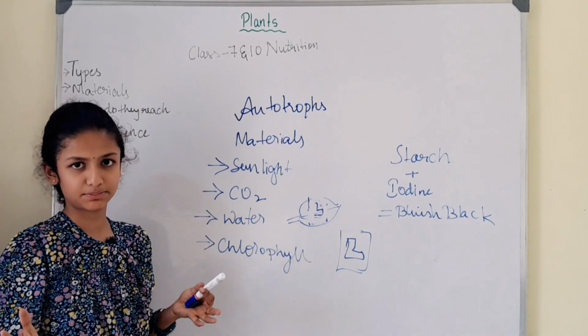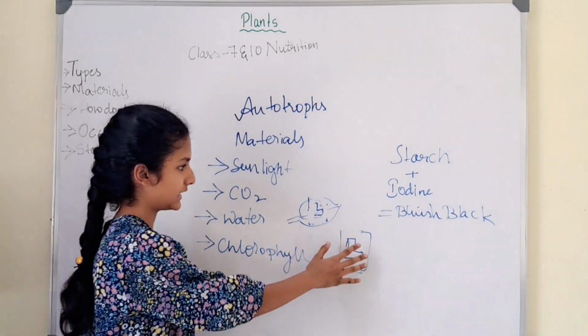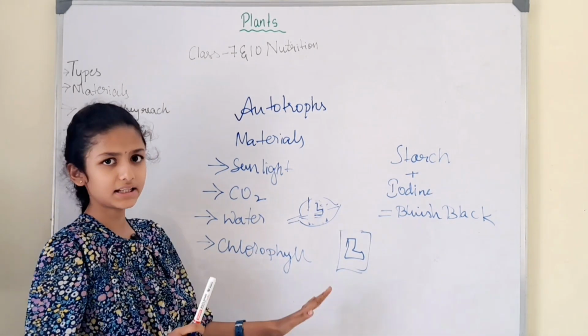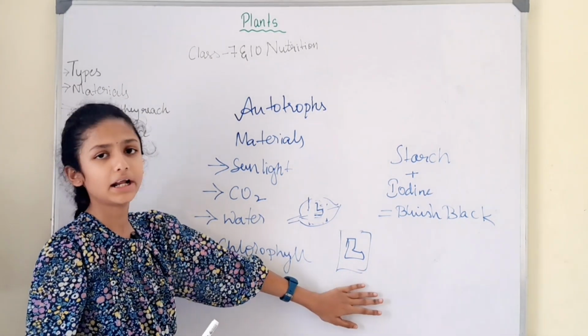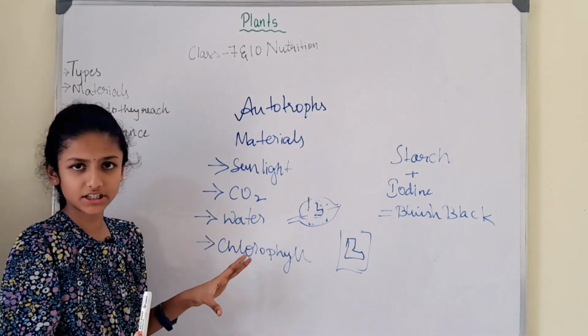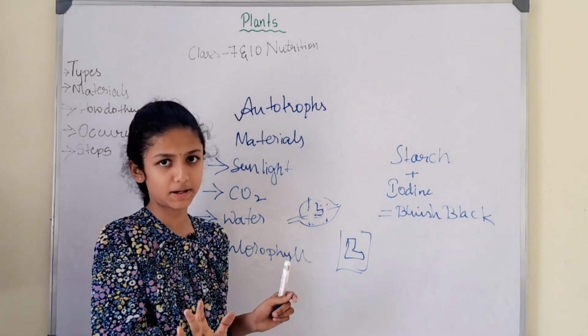That is one experiment. We'll discuss that experiment later. Main thing is, when we perform that starch experiment, the area obstructed by the sunscreen sheet won't turn bluish black.